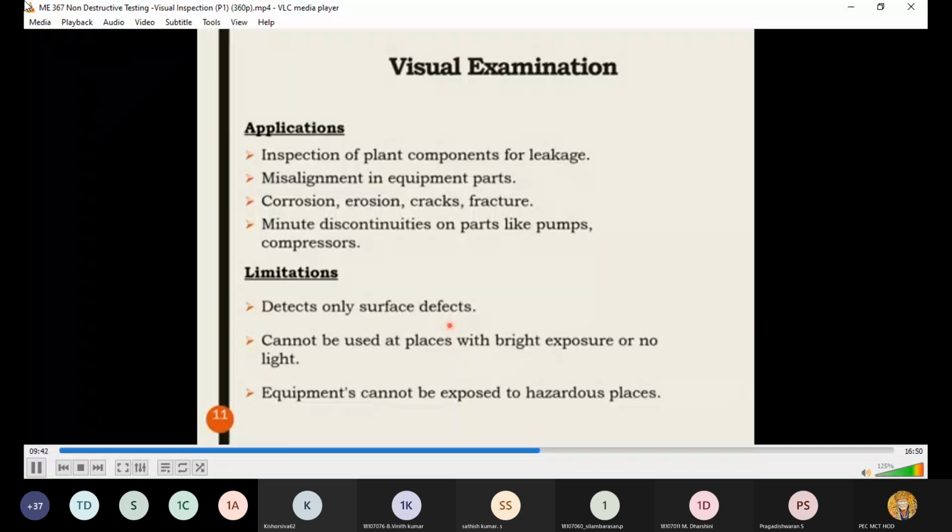It cannot be used at places where there is bright exposure or no light, right? We discussed the importance of lighting in our previous slide, right? So without any light, or if the lighting is low, or if there is very high exposure of light, it cannot be used. The equipment also cannot be exposed to hazardous places, right? There are chemical industries, etc., where they manufacture strong chemicals. The equipment cannot be used there to analyze visually.